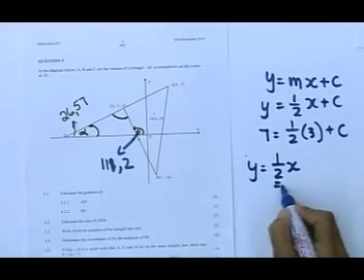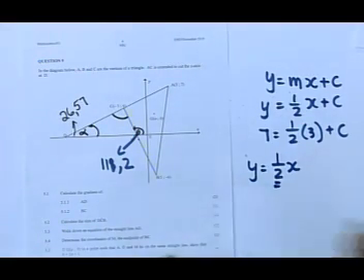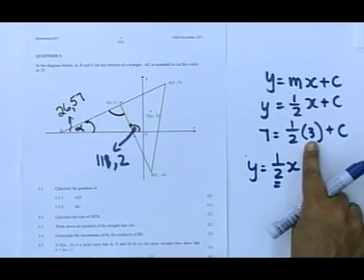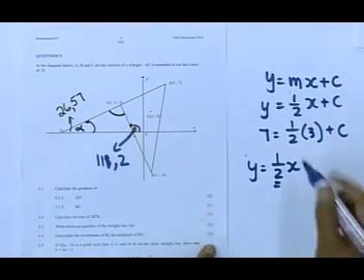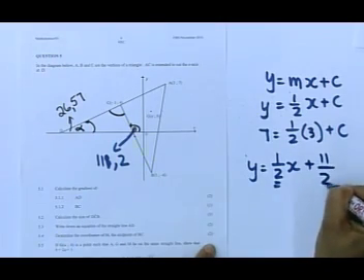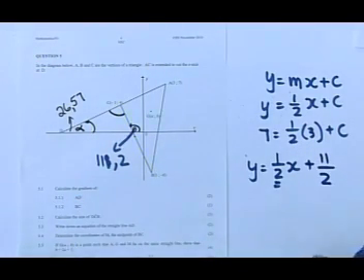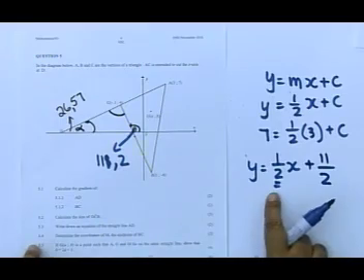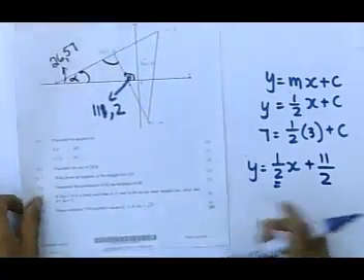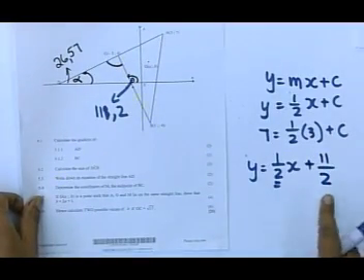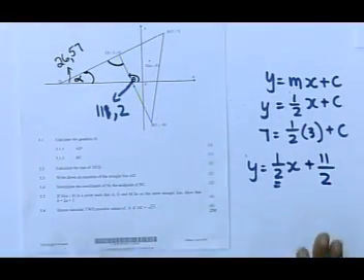Where does the half come from again? It is my gradient. And after I substituted my points, 3 into the place of x, 7 into the place of y, you find that c was equal to 11 over 2. Or you can say 5 and a half. So y equals half of x plus 11 over 2. That was the equation of line AD. We substituted a point, got that, and everybody, that is a very easy question.